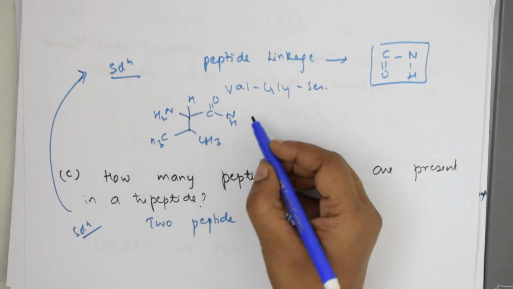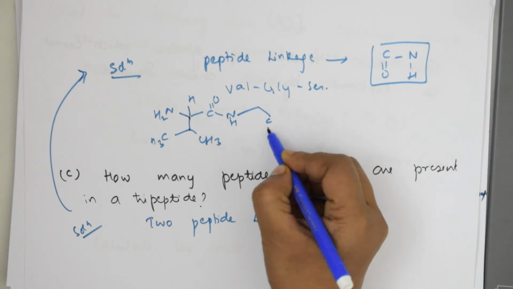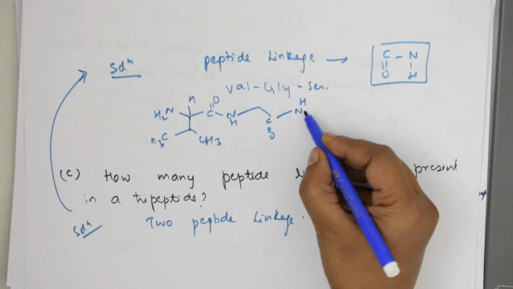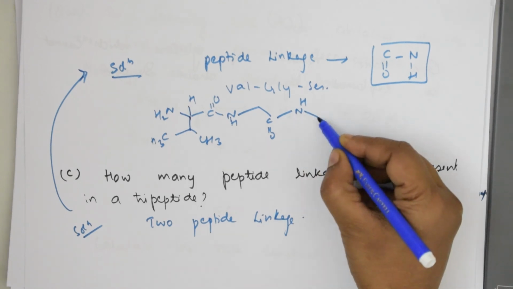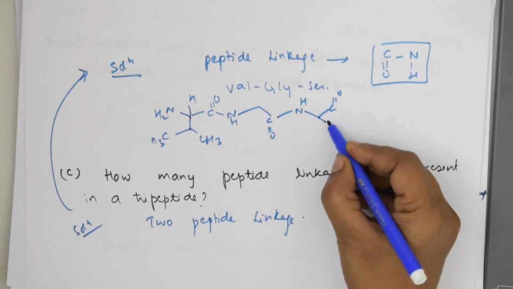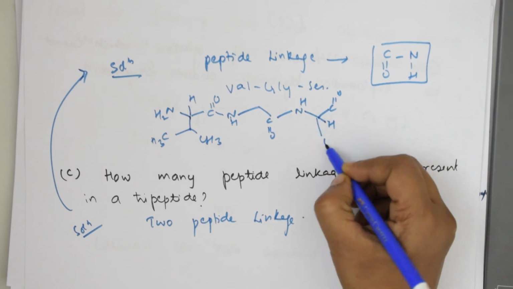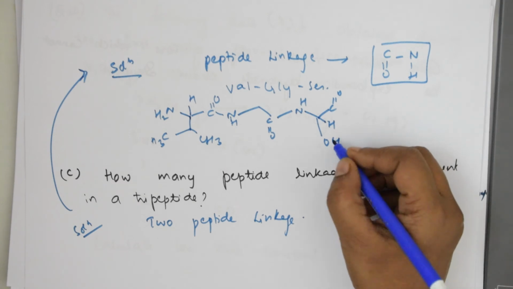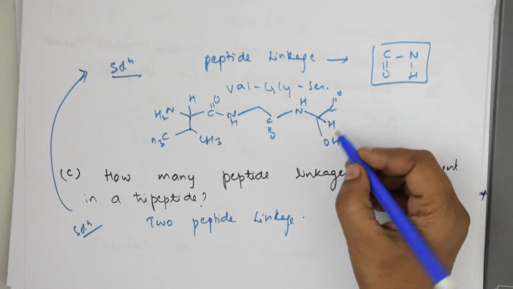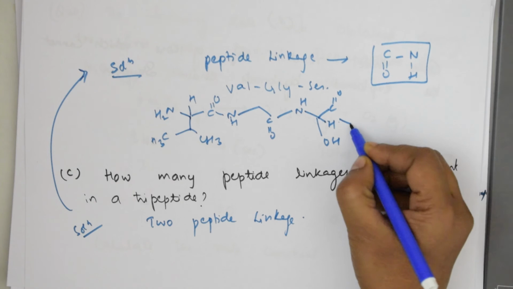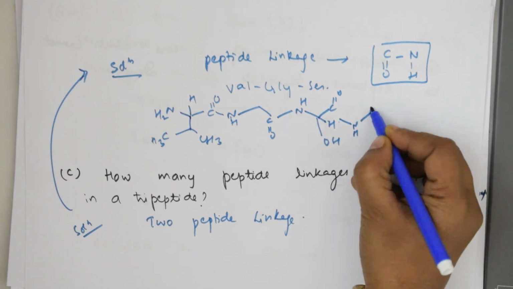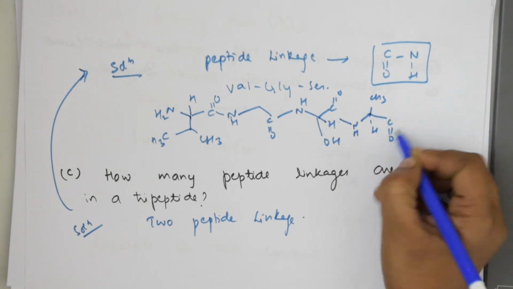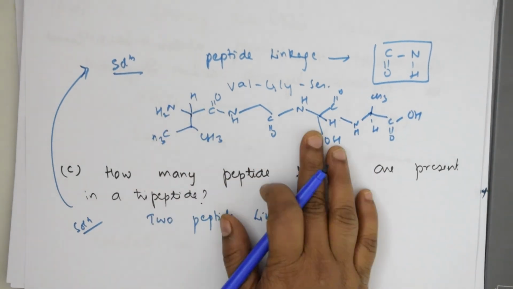Okay, this is one peptide. This is linked to one more, C double bond O, NH, C double bond O, hydrogen, OH. Like this, it again links to one more. This goes on like this, NH. This is CH3. So this is H. This is C double bond O, OH. This is one unit, this is one unit, this is one unit.